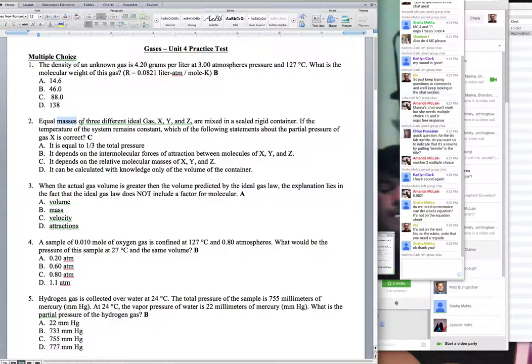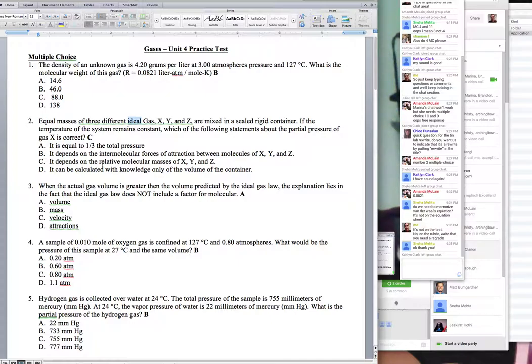So not moles, but masses. So if they're equal masses, you're probably going to have different moles of X, Y, and Z. So X, Y, and Z are going to have different pressures in the container. That means that A is not correct. B, it depends on the intermolecular forces of attraction between molecules of X, Y, and Z. Well, I can see why that could be something to talk about, but it says ideal gases, and ideal behavior doesn't have any attractions. So that's why it can't be B.